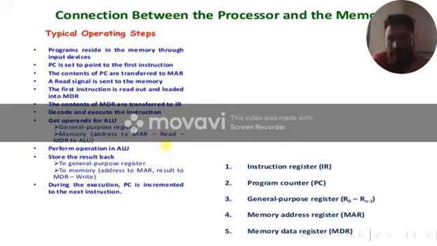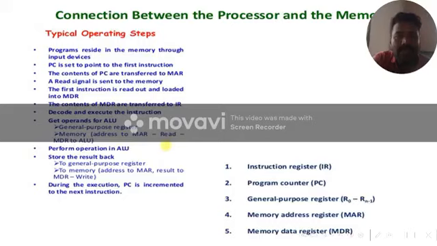The content of the program counter is then transferred to another register called the memory address register. We have already covered two types of registers, the memory address register and the memory data register. So the content of the program counter is transferred to the memory address register. The read signal is sent to the memory, the first instruction is read out, and the data is stored in the memory data register, MDR.